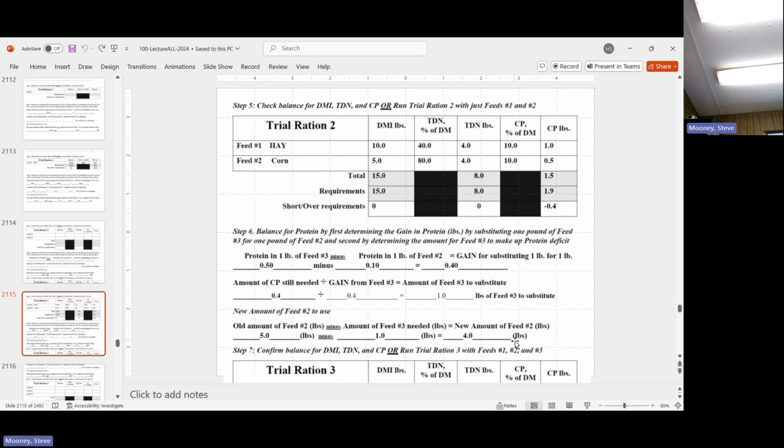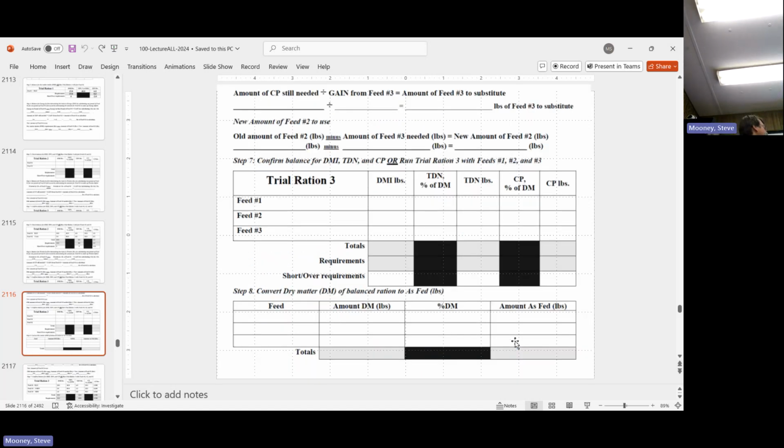Okay, so we've got our new amount of feed 3, we've got our amount of feed 3 we need. We've got our old amount of feed 2 that we're going to substitute in feed 3 for. So our new amount of feed 2 is 4 pounds. So we're back to 10 pounds of hay, 4 pounds of corn, and 1 pound of soybean meal. Our third ration, we're going to go down and take care of that.